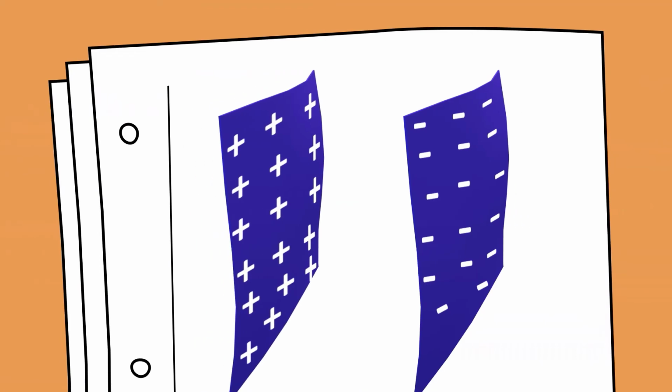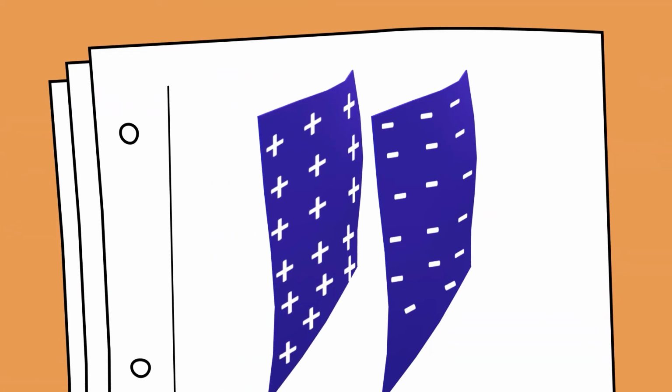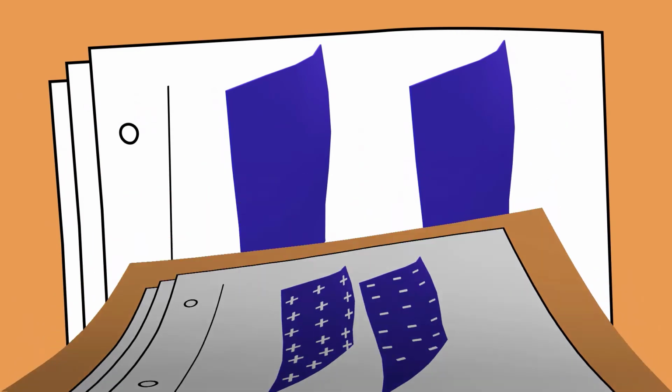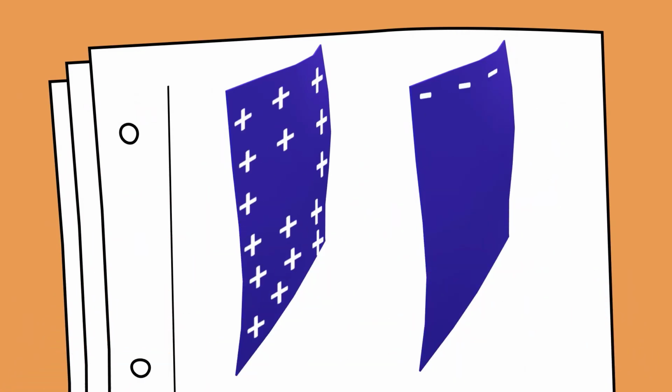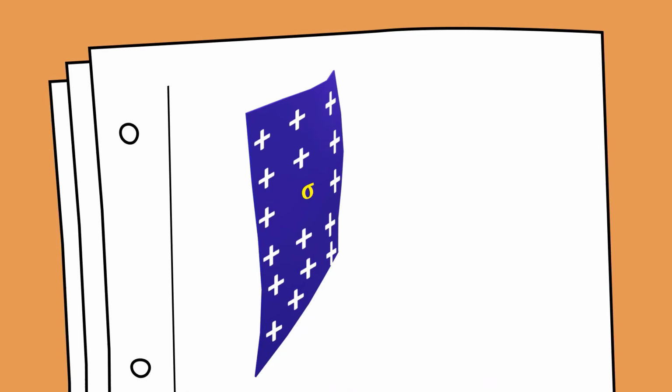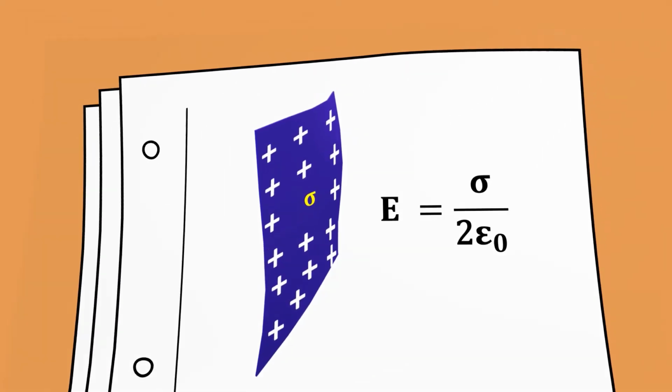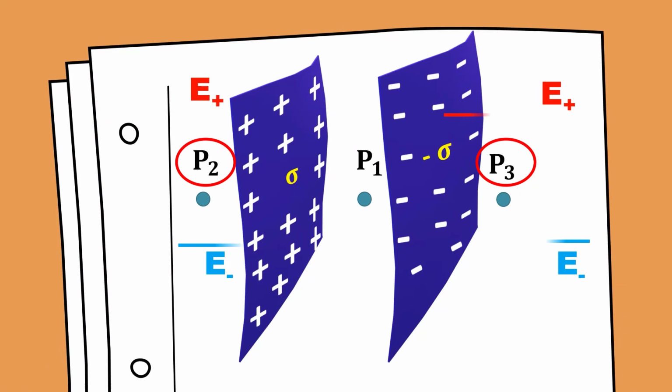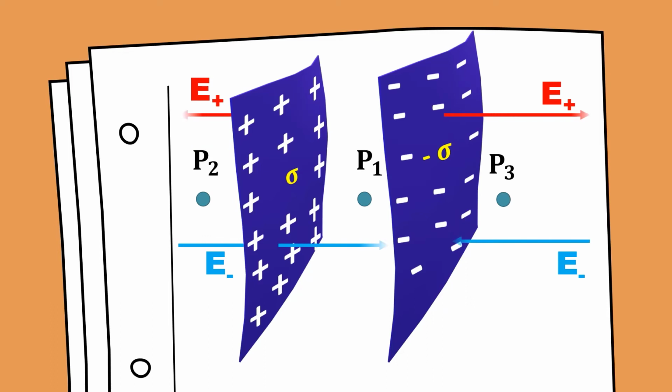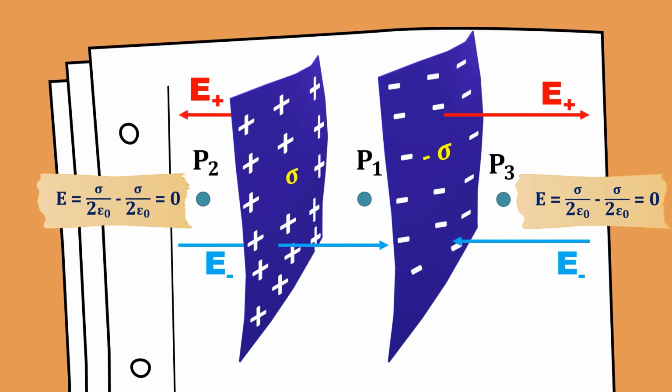The electric field due to two parallel charged infinite sheets. Consider two infinitely large charged plane sheets with equal and opposite charge densities plus sigma and minus sigma, which are placed parallel to each other. The magnitude of the electric field due to an infinitely charged plane sheet is E equals sigma by 2 epsilon 0. At the points P2 and P3, the electric fields due to both plates are equal in magnitude and opposite in direction. So, the total electric field equals sigma by 2 epsilon 0 minus sigma by 2 epsilon 0, equal to 0.